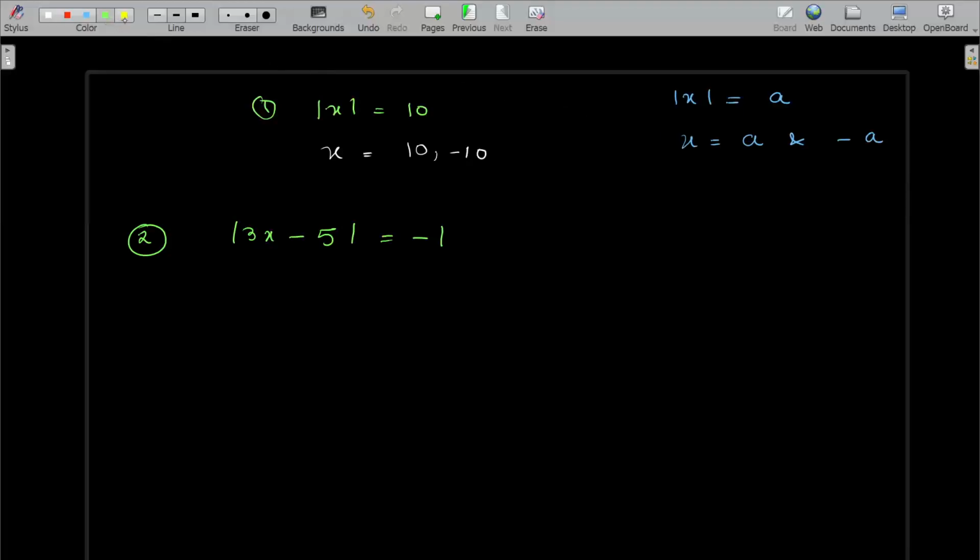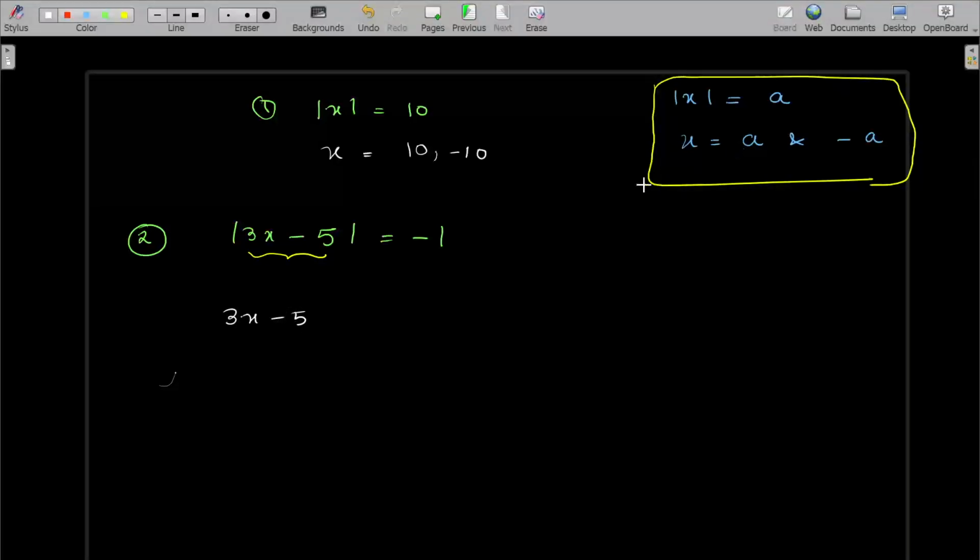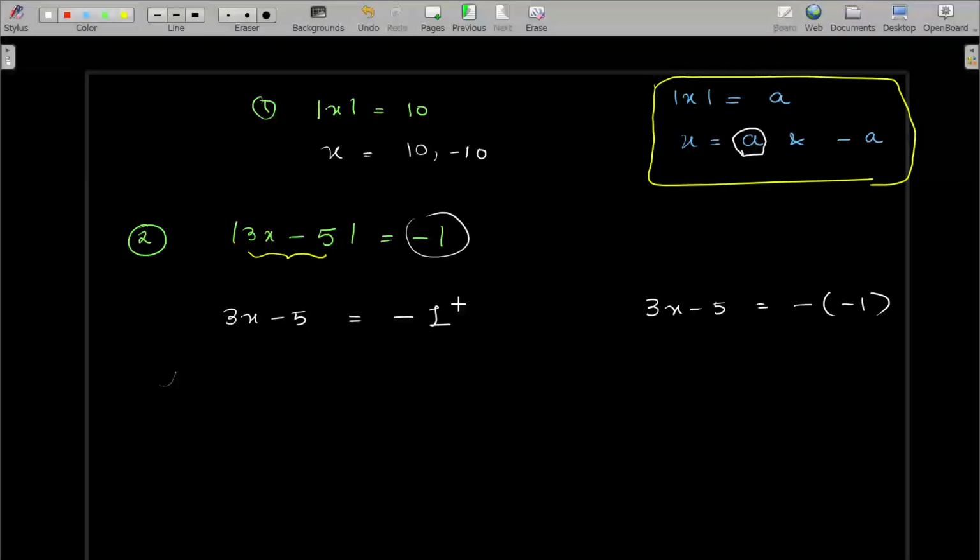Okay, and just remember this. Whatever you have inside the absolute values, so you have 3x minus 5, you will just write it, and you'll make two cases. First case, you put it equal to a. A is negative 1, so put it equal to negative 1. And second case will be, you put it equal to negative of whatever we have, so negative of negative 1. Okay, so can you solve this? Can you tell me the two solutions?